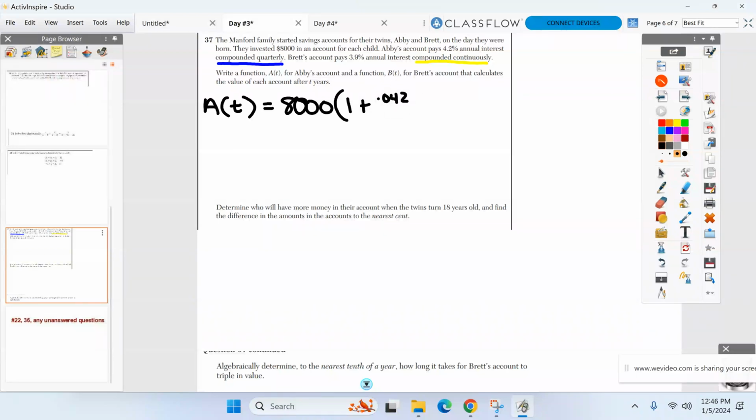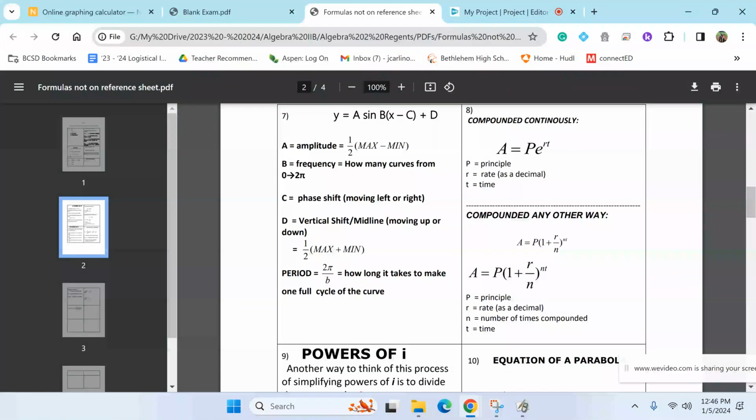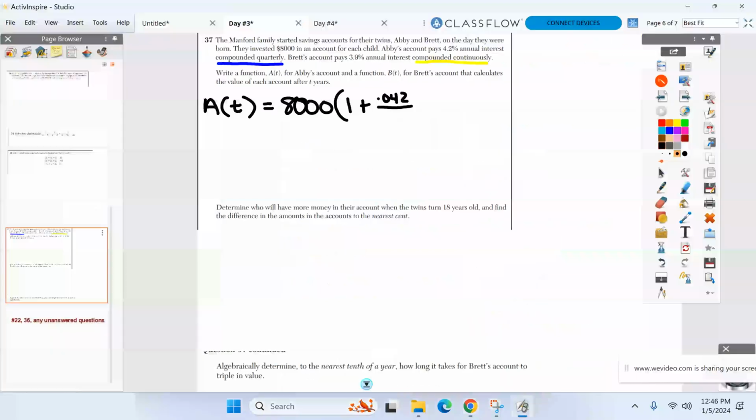0.042. And now we divide that by, take a look. This is where you're going to have to think a little bit. The number of times it's being compounded. Quarterly. How many times? 4. Quarterly. Break it up into quarters. That's how many? 4. Everyone good?